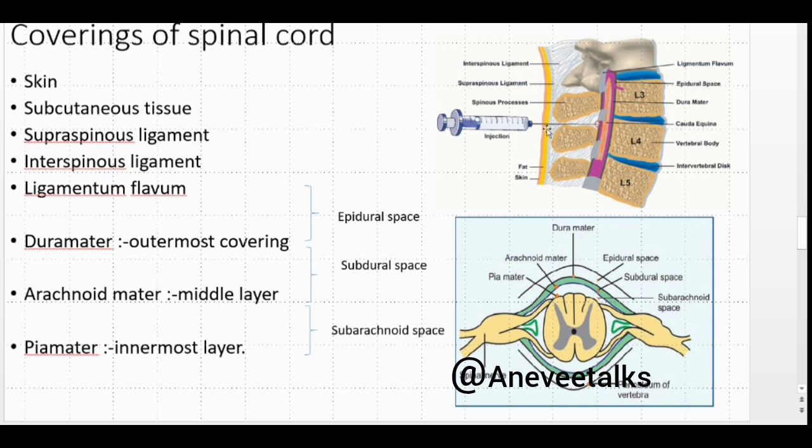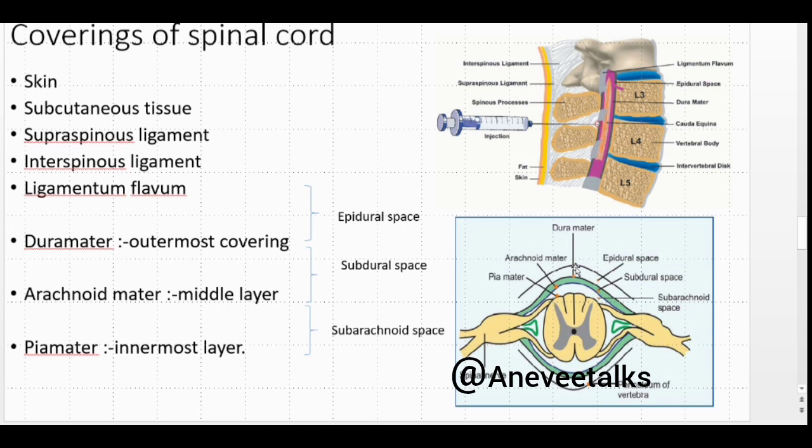If we inject a drug here, first we will pierce the skin. Next we will go through the subcutaneous tissue or fat. After that, we see the supraspinous ligament, this gray line structure. After that, we have a hairy-like structure, the interspinous ligament. After the interspinous ligament, we have the ligamentum flavum. After piercing the ligamentum flavum, we have the dura mater.